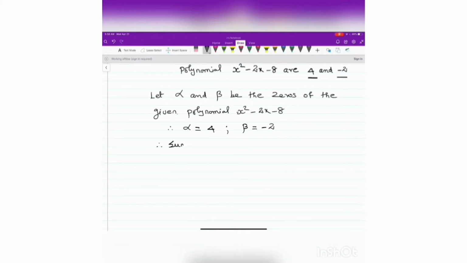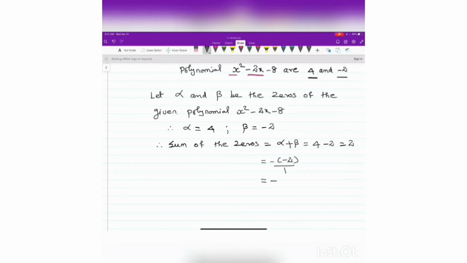Therefore, sum of the zeros is equal to alpha plus beta. When I substitute the values over here, I will be getting 4 minus 2, which is equal to 2. I can write this 2 as minus of minus 2 by 1. Slight modification I am making. Now, what is minus 2? Let me write here minus. Minus 2 is nothing but the coefficient of x. Okay, 1 is nothing but the coefficient of x square.